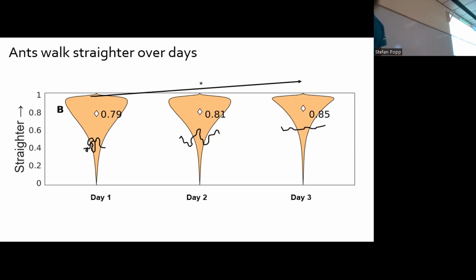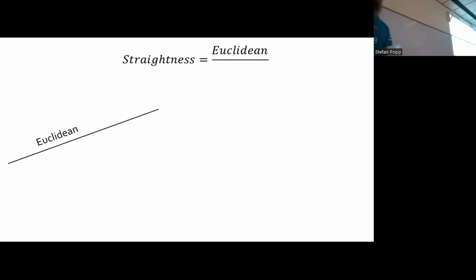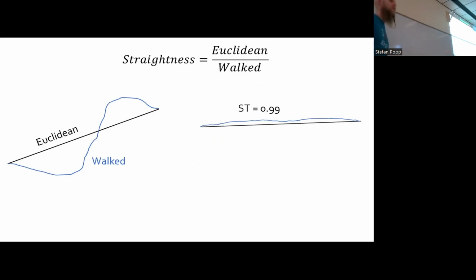What I mean by straightness, or how I calculated this, is a local straightness. So I take 2 points on the track, I slide those 2 points across every track, and I take the Euclidean distance between those 2 points, and I divide that by the actual walked distance by the ant. And so this gives us a value between 0 and 1, with 1 being almost a straight line, and 0 means that the ant has been doing a loop between those 2 points that I took on the track.